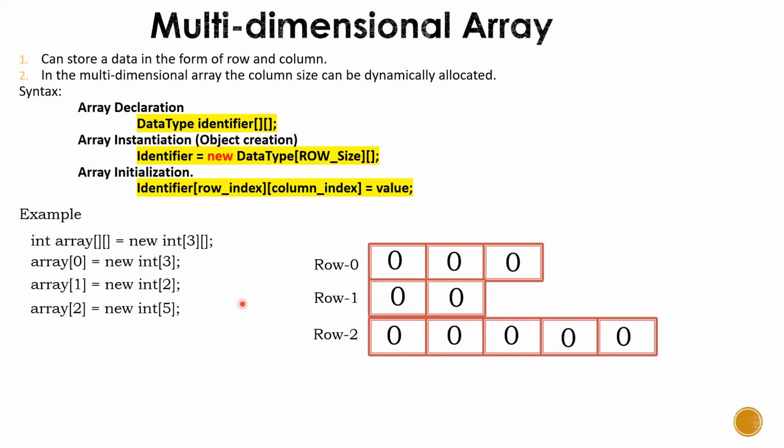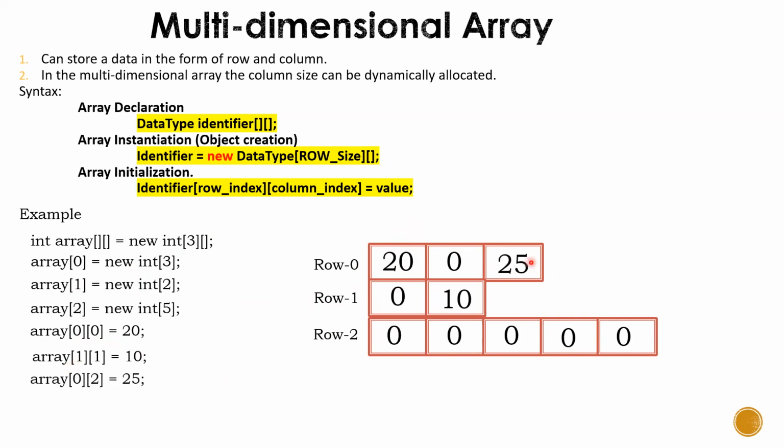If you want to set or get a value in the multidimensional array, then you have to use a row index and a column index. Here, I'm initializing some of the value blocks with the help of row and column indexes. So we specify a value of 20 in the 0th row and the 0th column. Now we are initializing the first row and the first column, the 0th row and the second column, and so on. This is how you can create a multidimensional array.